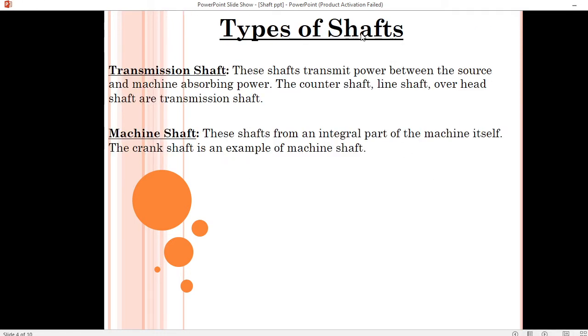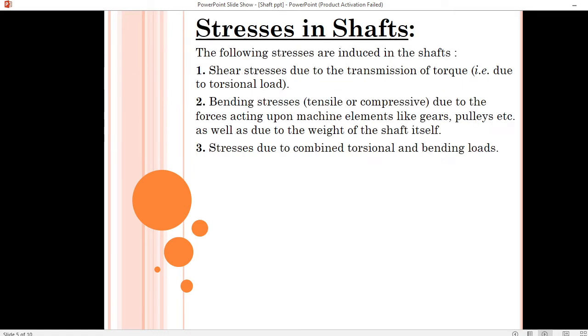Next, types of shaft. First is the transmission shaft, next is the machine shaft. The transmission shaft transmits power between the source and the machine absorbing the power. The counter shaft, line shaft and overhead shaft are transmission shafts. Next, what is a machine shaft? These shafts are an integral part of the machine itself. The crankshaft is an example of a machine shaft.